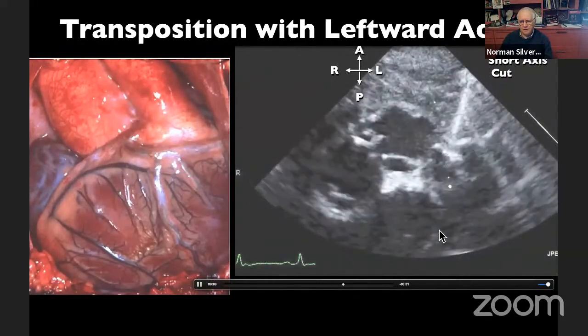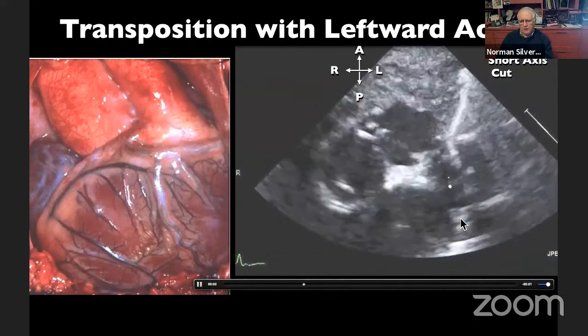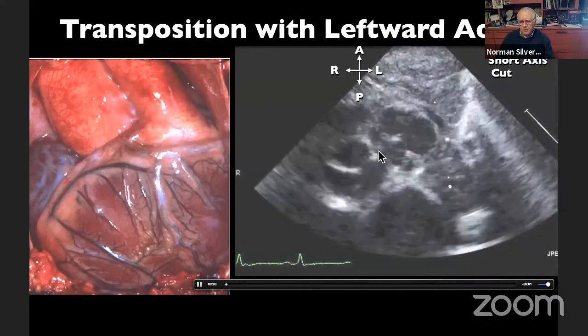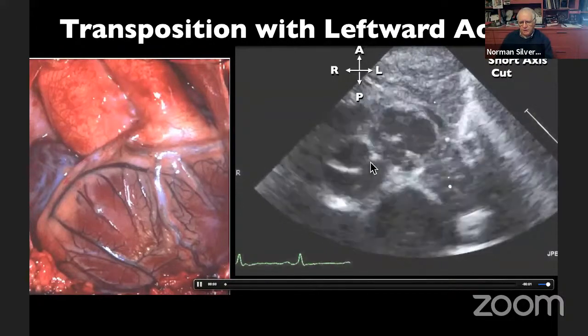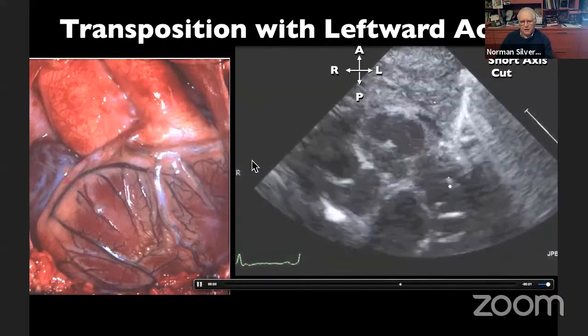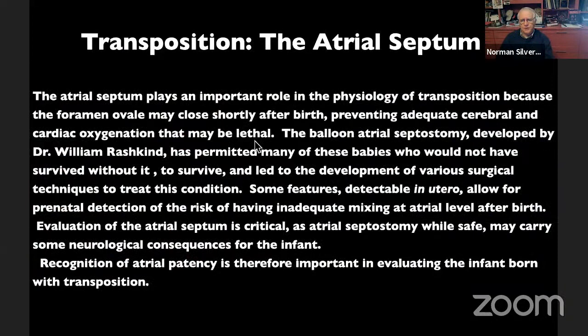Once again. And you can see the alignment between the coronary, between the commissural cusps of the aorta and the pulmonary artery, one next to the other, an important feature.